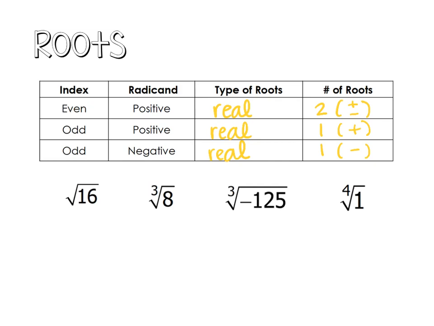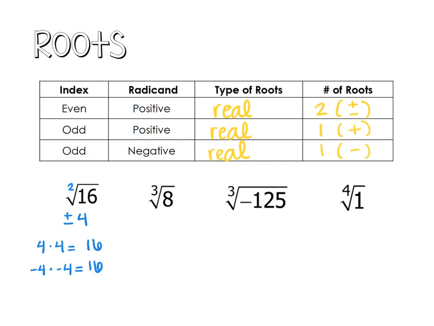So if I look at the square root of 16, that's an imaginary 2 right there, right? So I have an even index and a positive radicand. So what that means is that the square root of 16 is 4, but it could be positive 4 or negative 4, because positive 4 times positive 4 is positive 16. But negative 4 times negative 4 is also positive 16. So there are 2 possible answers to that.